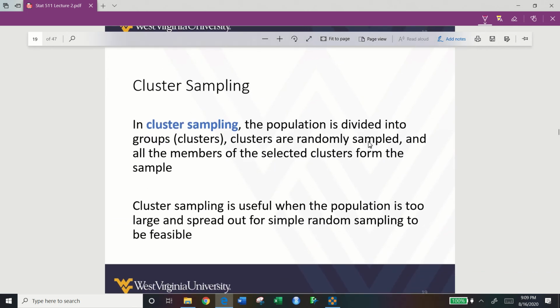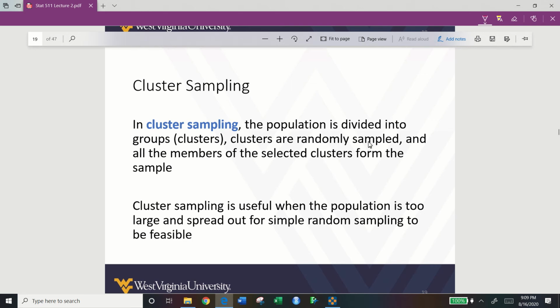Another type of sampling method is called cluster sampling. In cluster sampling, the population is divided into groups known as clusters, and these clusters are randomly sampled, and all the members of the selected clusters form the sample. Cluster sampling is useful when the population is too large and spread out for simple random sampling to be feasible.